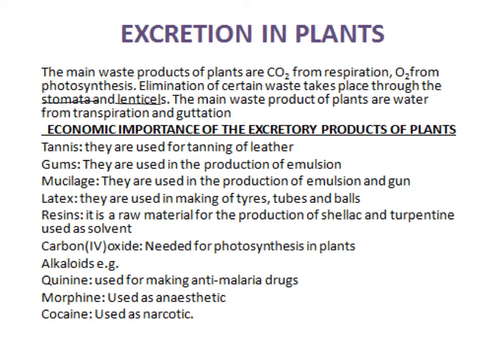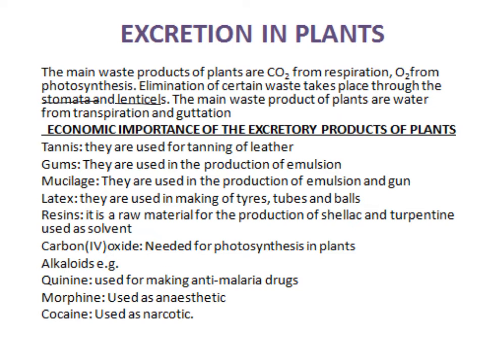We'll now look at the economic importance of these excretory products of plants. Tannins are used for tanning leather. Gums are used in the production of emulsion. An example is acacia, a gum used in the production of emulsion. Mucilage is used in the production of emulsion and gum. Latex is used in making tires, tubes and balls.